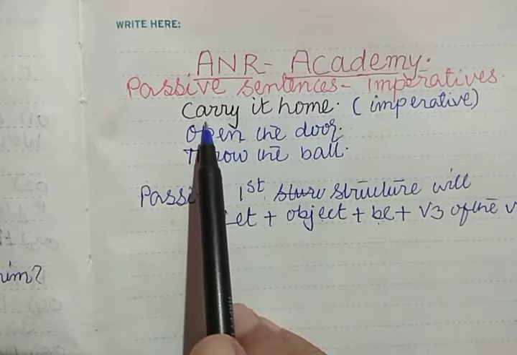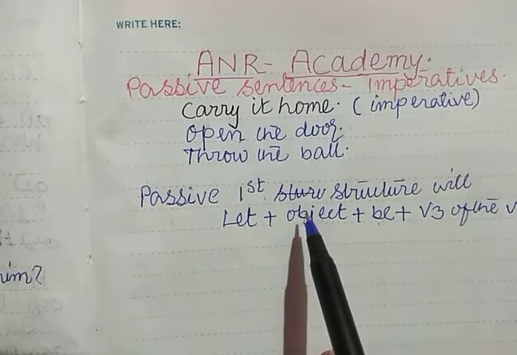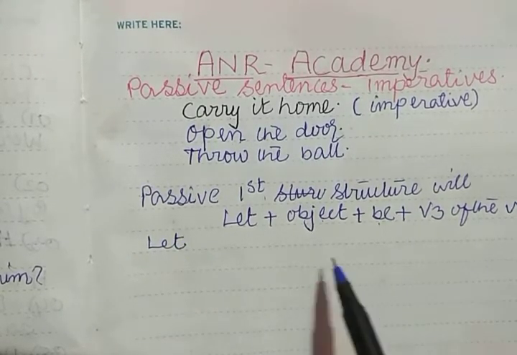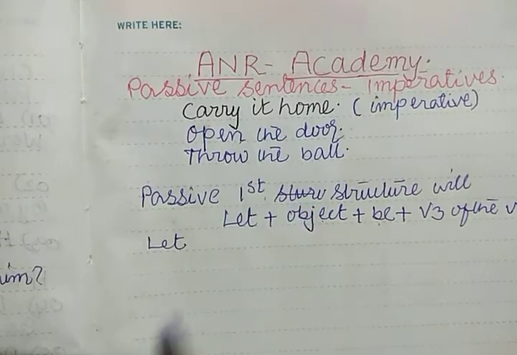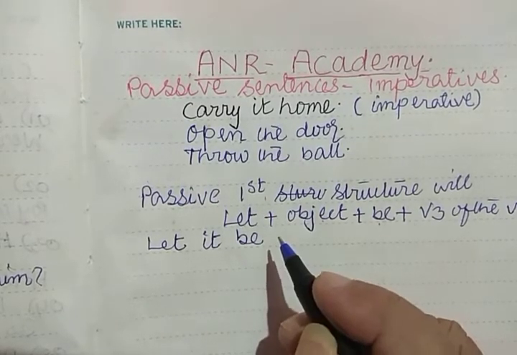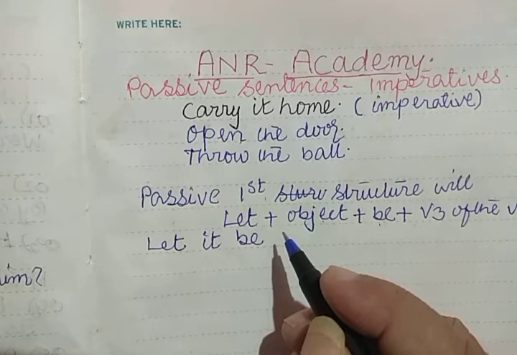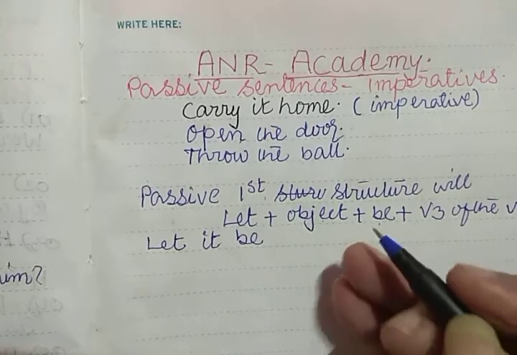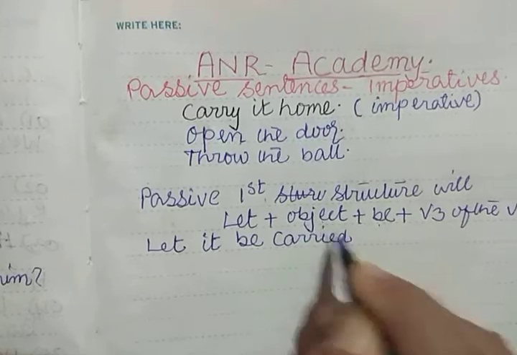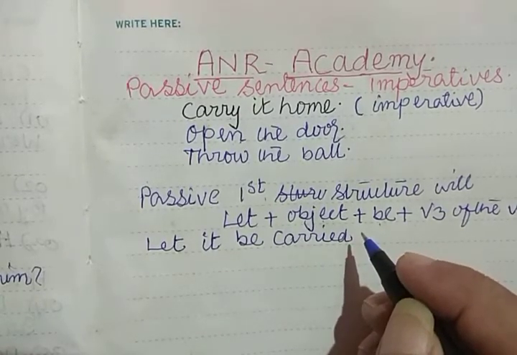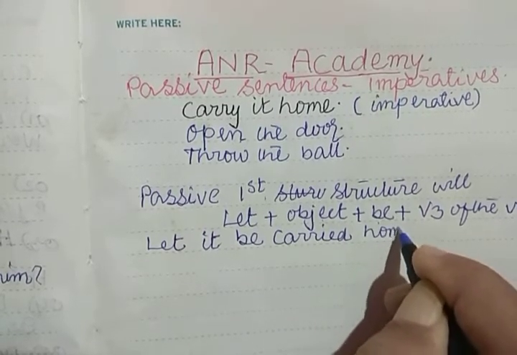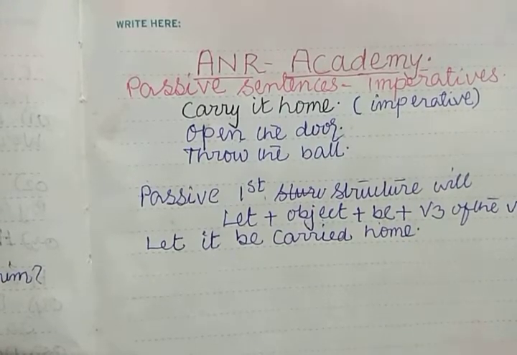So let us try to convert this, carry it home, into passive. So we have to start with what? Let it. What is your object? It, be. What is the V3 form for carry? Carry, carried, carried. So carried. Let it be carried home. Clear? So now let us go for the second one.